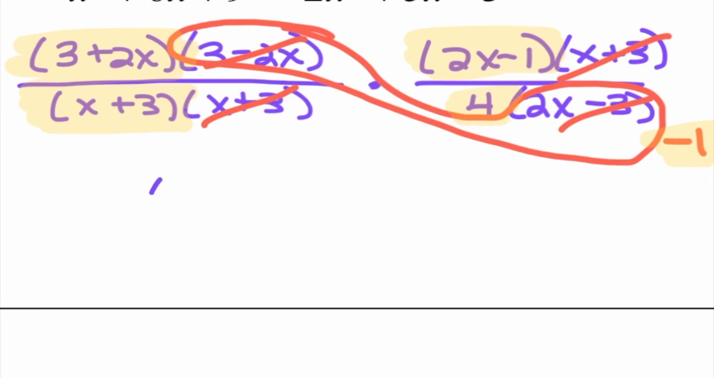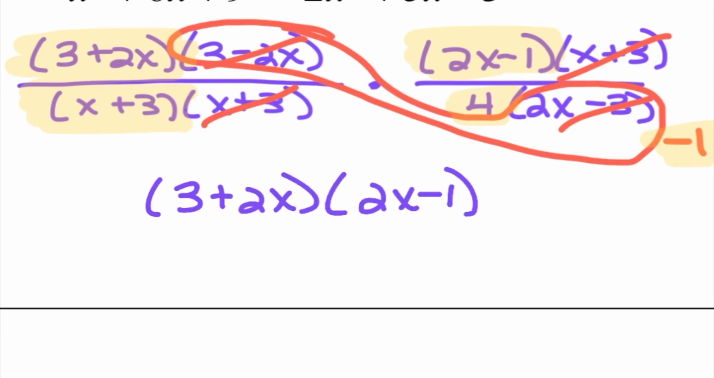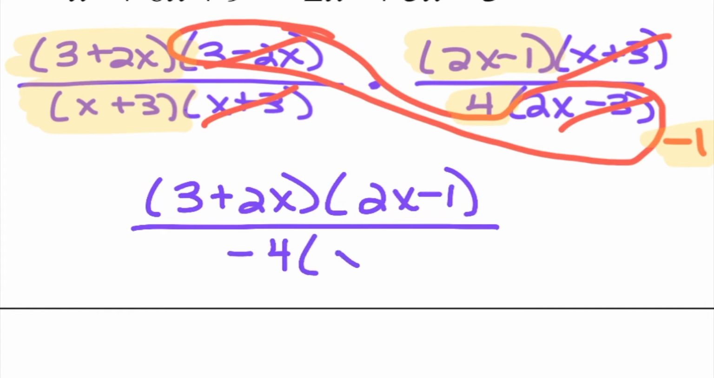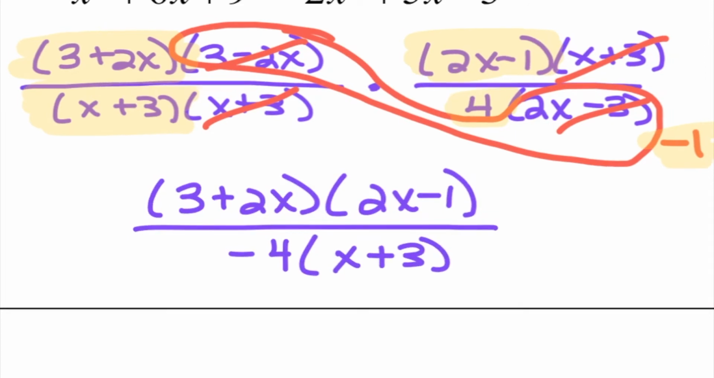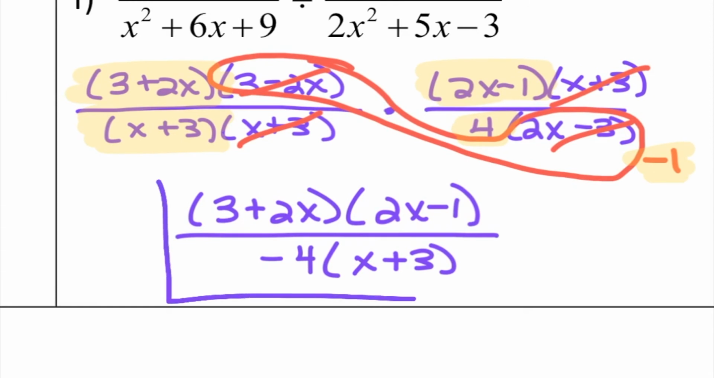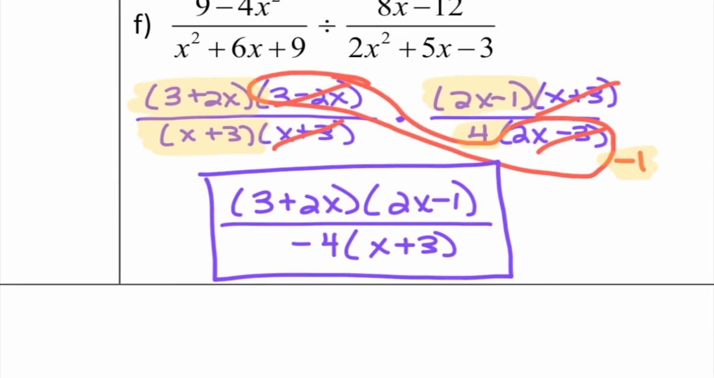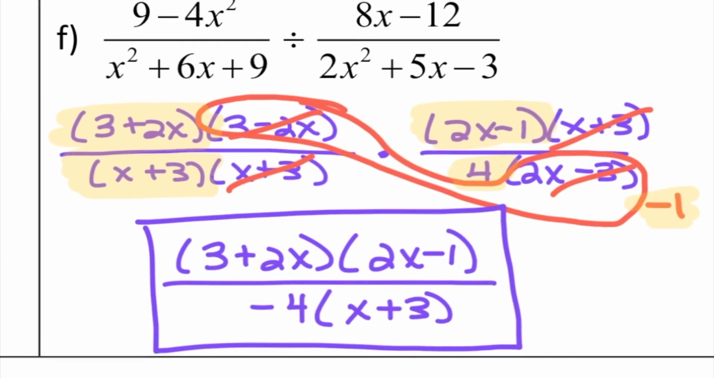I have 3 plus 2x times 2x minus 1. That's all in a numerator. Now, you can put the negative 1 in the numerator or in the denominator. I like to put it with a whole number, so I put it with a 4. You don't have to do it my way. Negative 4 parentheses x plus 3, and I just check and make sure that I found everything that didn't cancel, and that's going to be my answer for letter F.